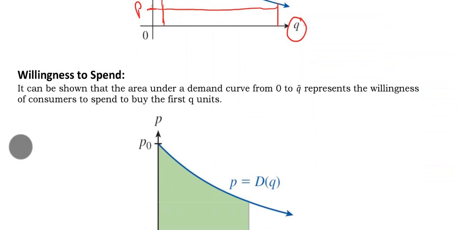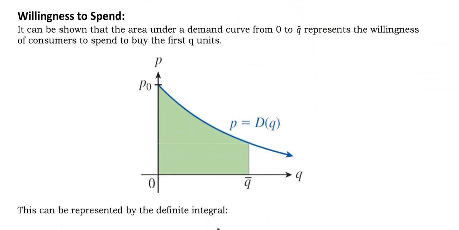Next is willingness to spend. Without going into a lot of detail, it can be shown that the willingness of the public to spend on a good or service is the area below the demand curve and above the x-axis, or the q-axis, if you will. So all of this shaded area below the demand curve is what we call the willingness of the public to spend on something. And so we know how to find that shaded area.